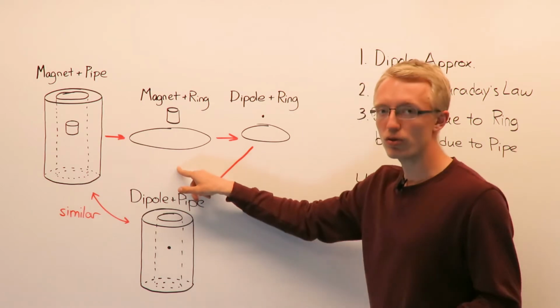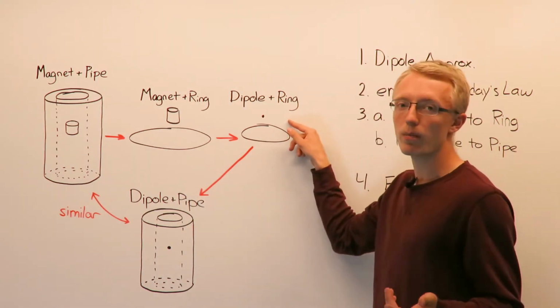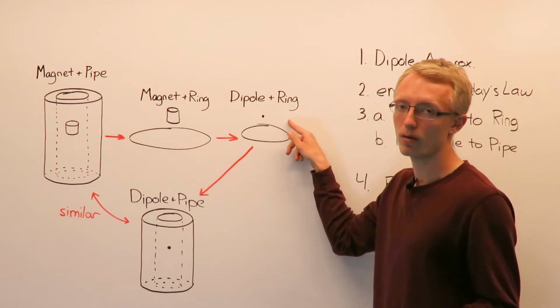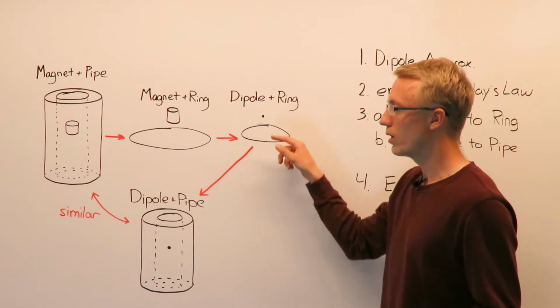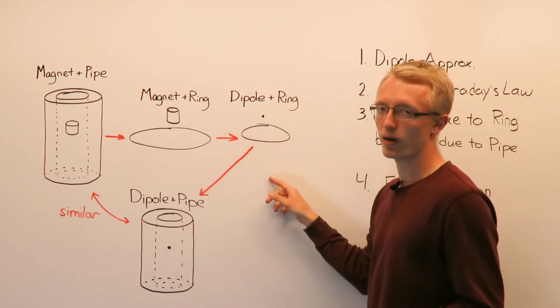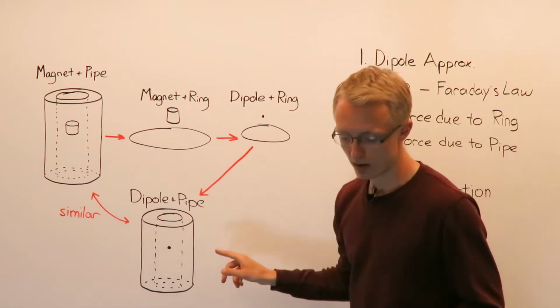Instead, we're going to assume that our magnet is small compared to the pipe and therefore can be approximated as a magnetic dipole. We can find the force that the ring exerts on the dipole, and summing the forces for each ring will allow us to determine the force that the pipe exerts.